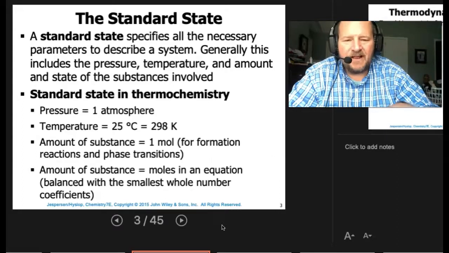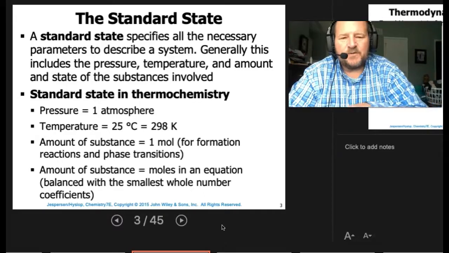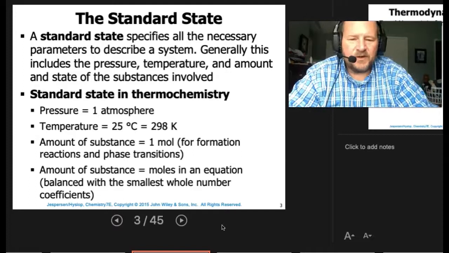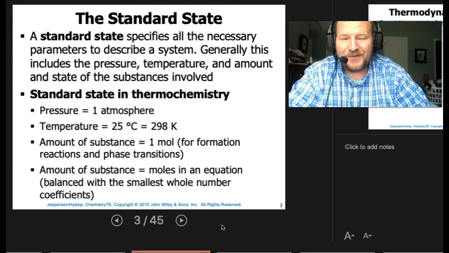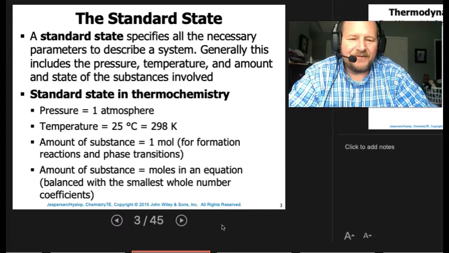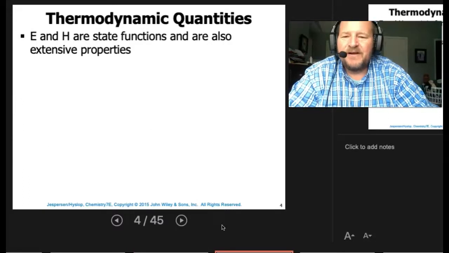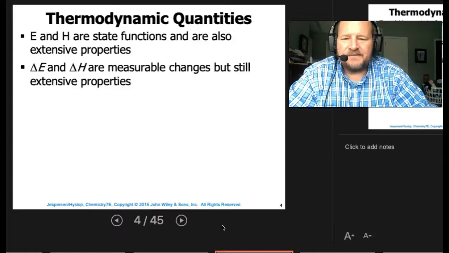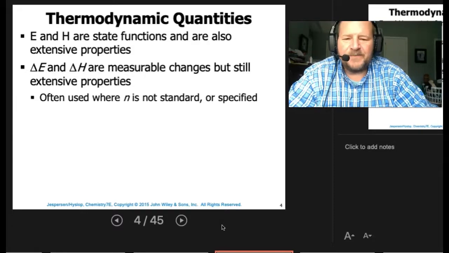So obviously if I'm going to balance the equation, we're going to set it to be 1 mole of one thing. But the other things could be multiples based on that small whole number ratio, which we call the coefficients. All right. Thermodynamic quantities, E and H, are state functions and are also extensive properties. Right? So extensive versus intensive, do you remember that? Delta E and delta H are measurable changes, but still are considered extensive. Right? Often used where n is not standard or specified.